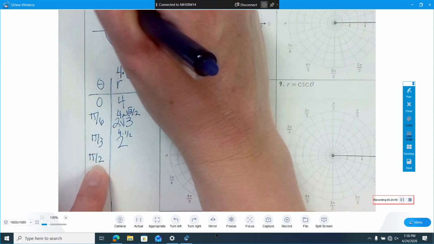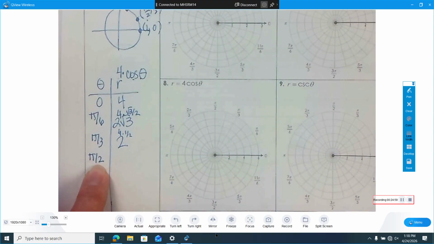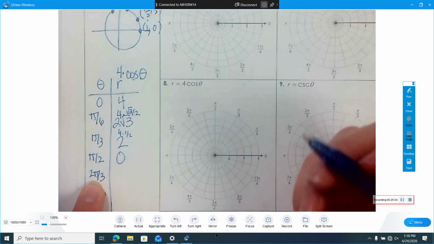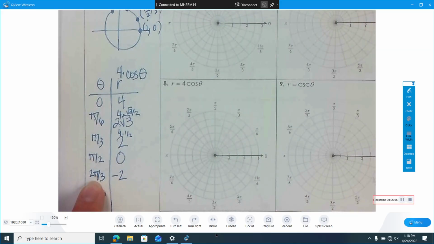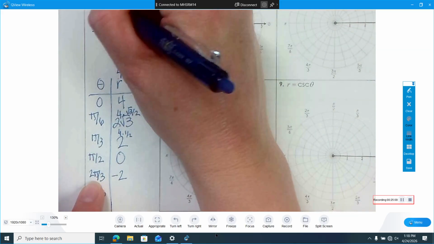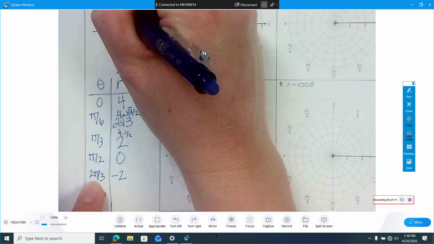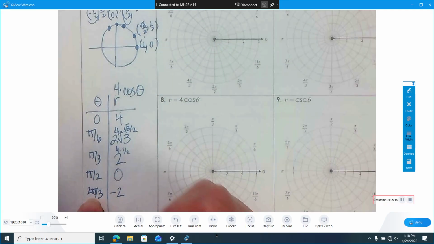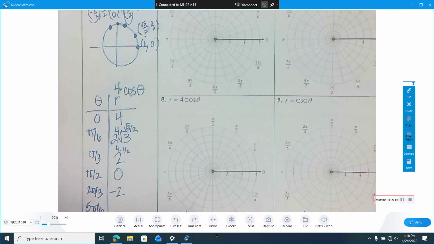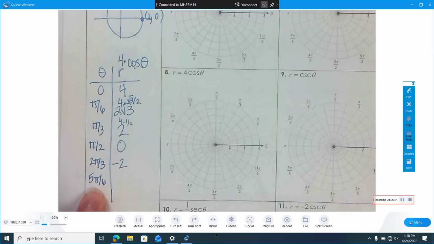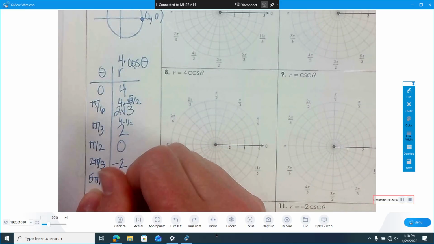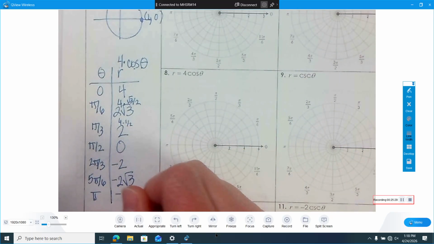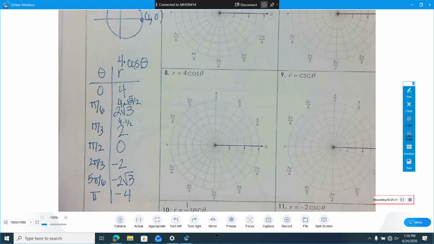At pi over 2, my ordered pair is 0, 1. So it's just 0. At 2 pi over 3, negative 2. Very good. And it's negative because we're in negative land for our cosine value. So that's negative 1/2 times the 4. And then 5 pi over 6 is going to be negative 2 radical 3. And then the last one would be negative 4. So let's see how that graphs.